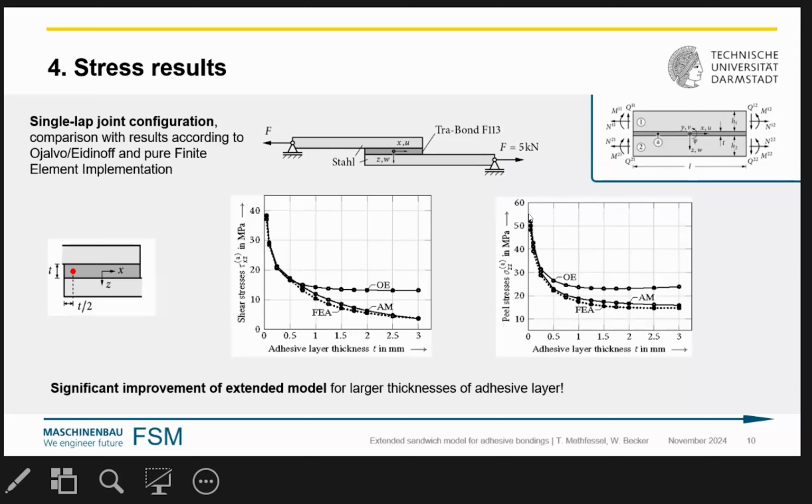To check whether we are better than classical models, we compared the whole thing with the approach of Volkersen and Goland-Reissner, in dependence of the thickness of the adhesive layer. And you see our approach agrees very well with the finite element calculations, whereas for higher layer thicknesses, the classical approach unfortunately gets a bit inaccurate. But for lower thicknesses, they all agree. But you see when you go to 2 or 3 millimeters adhesive thickness, then this is a clear step to an improvement. That is given here for the shear stress and here for the peeling stress. In both cases, the same conclusion.